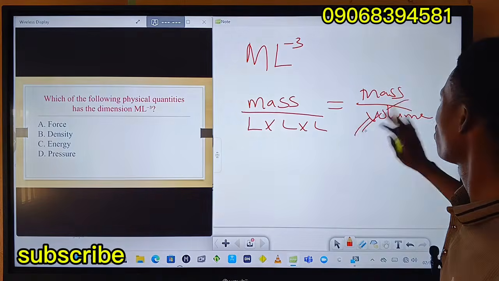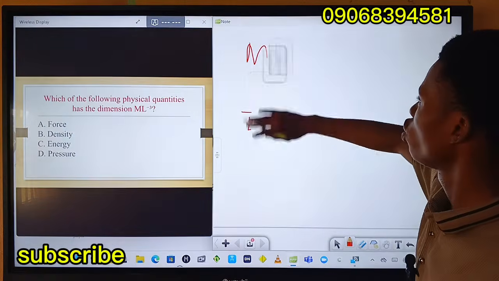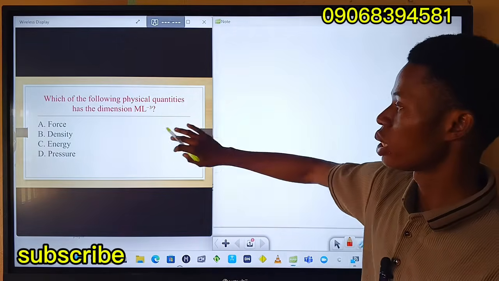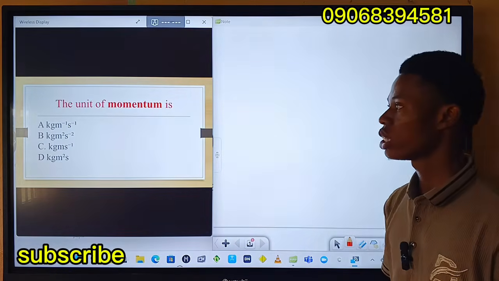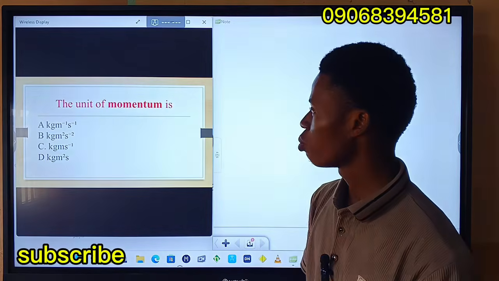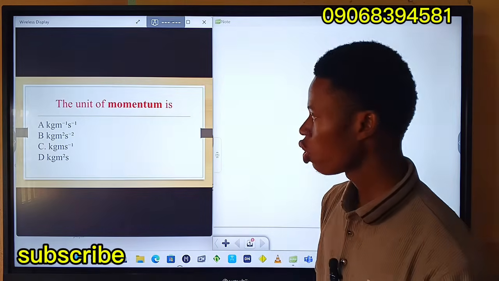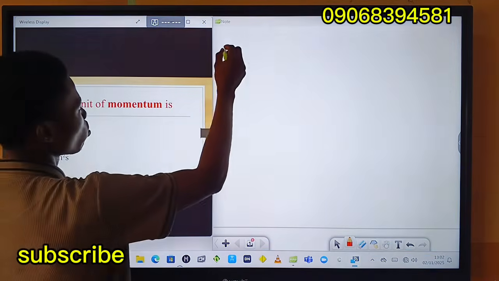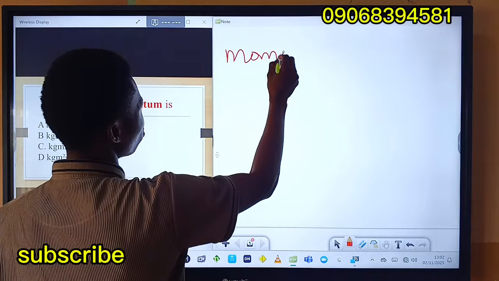All right, moving on. I told you at the end of this, there is no question you cannot solve on this. The next one is the unit of momentum is dash. Now, momentum, what's the formula?